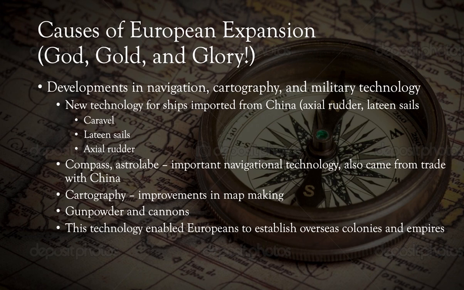There's also important navigational technology that is developed and makes its way to Europe, such as the compass and the astrolabe. These also came from trade with China. The compass arrived in Europe around the 14th century, and you may know what a compass is, but here's an image of one on the screen. It basically always points to the magnetic north, which makes it easier to navigate.